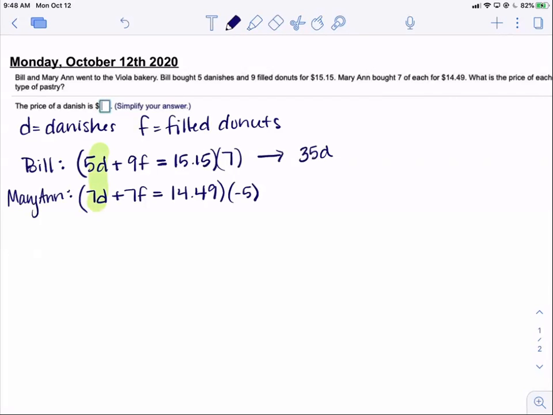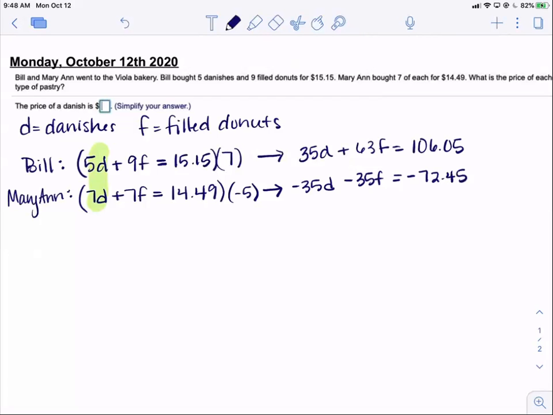All right, so if we do this, what's 5D times 7? 35D. 9 times 7? 63F equals, and I won't make you guys do that one in your head, 15.15 times 7 is 106.05. Okay, now let's do our second equation. -35D minus 35F, and 14.49 times -5 is -72.45.